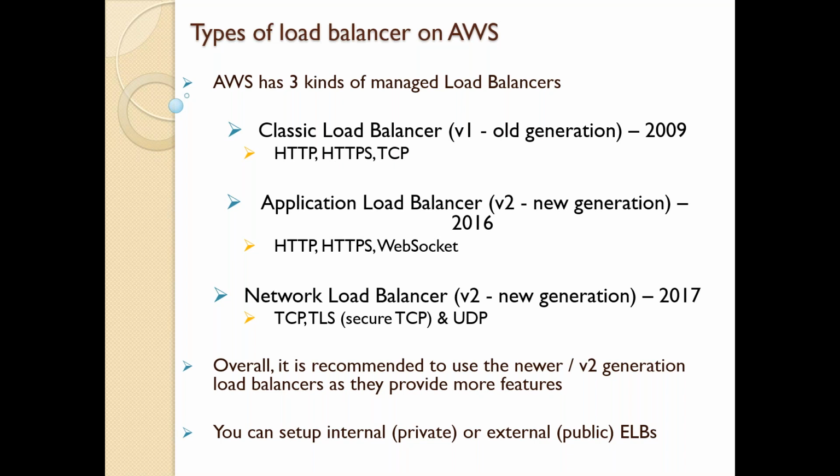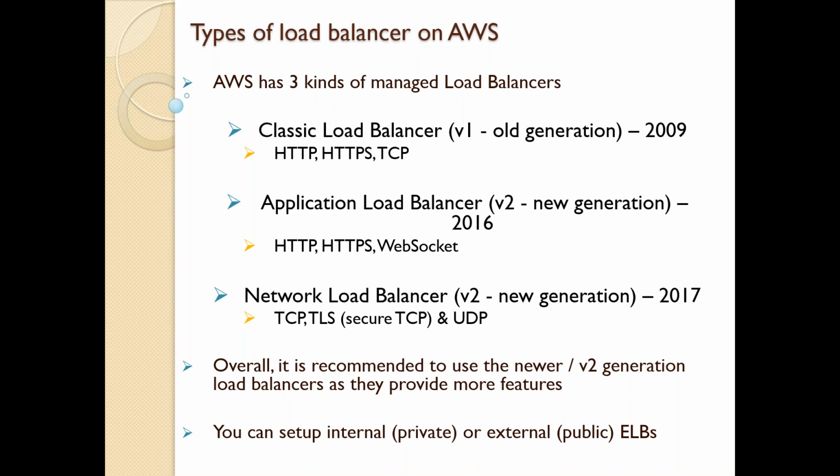So overall, AWS recommends us to use the newer generation load balancers, which provide more features than the classic load balancer. You have an option to set up both internal and external load balancer. When we talk about external, that is exposing it to the public internet. So whenever you try to access, say, abc.com, it will come to the load balancer, and the load balancer will balance your traffic to both the machines that are attached behind your load balancer.